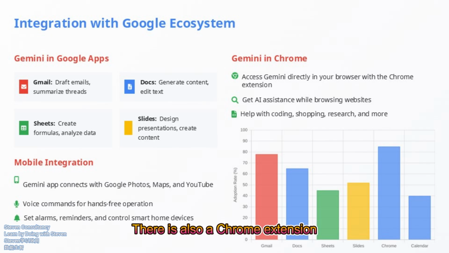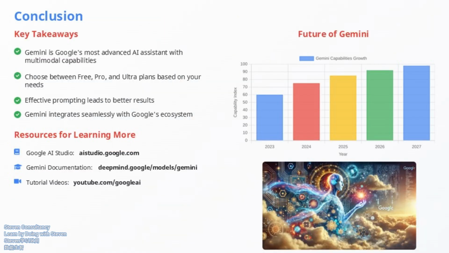There is also a Chrome extension that allows you to access Gemini directly in your browser to get assistance while browsing websites, helping with tasks like coding, shopping, and research. On mobile, the Gemini app connects with Google Photos, Maps, and YouTube. It also supports voice commands for hands-free operation to set alarms, reminders, and control smart home devices.